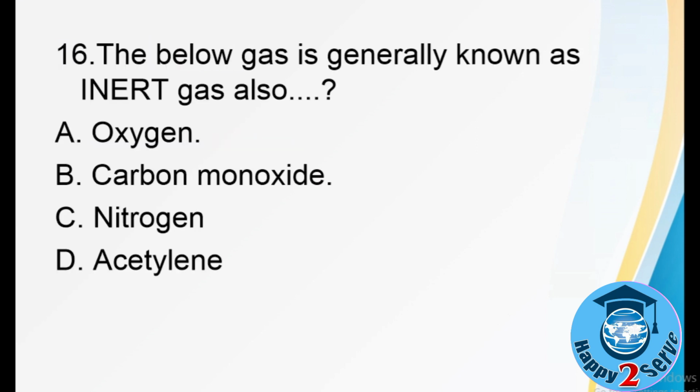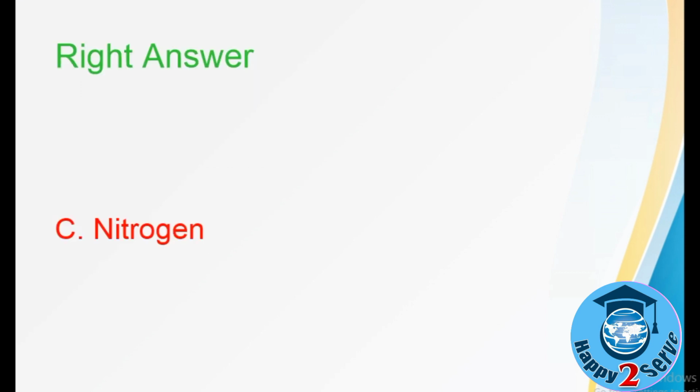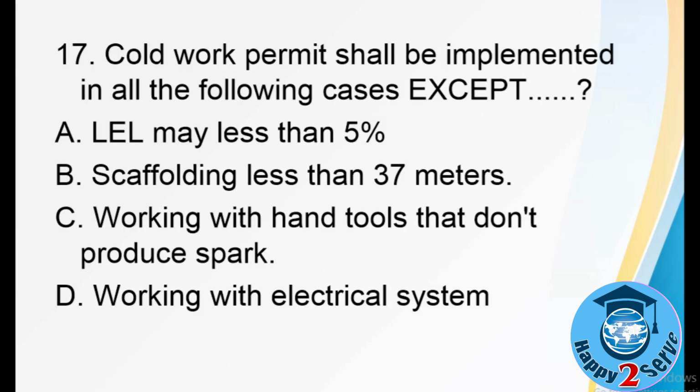16. The below gas is generally known as inert gas also: A. Oxygen, B. Carbon monoxide, C. Nitrogen, D. Acetylene. Right answer: C. Nitrogen.